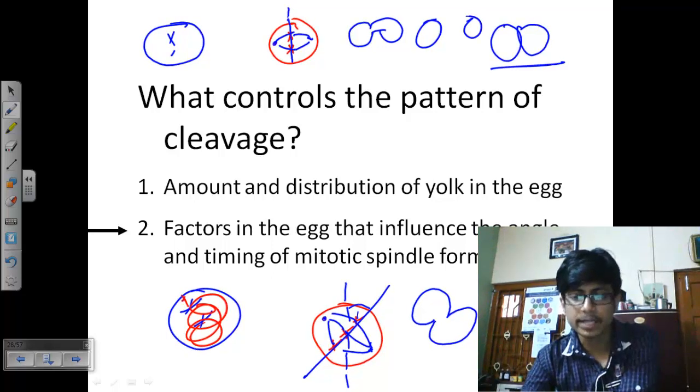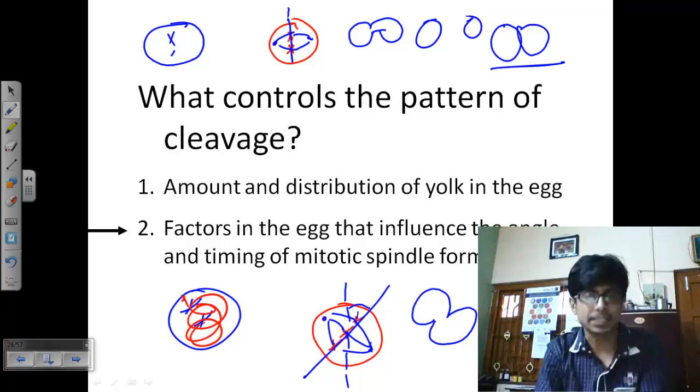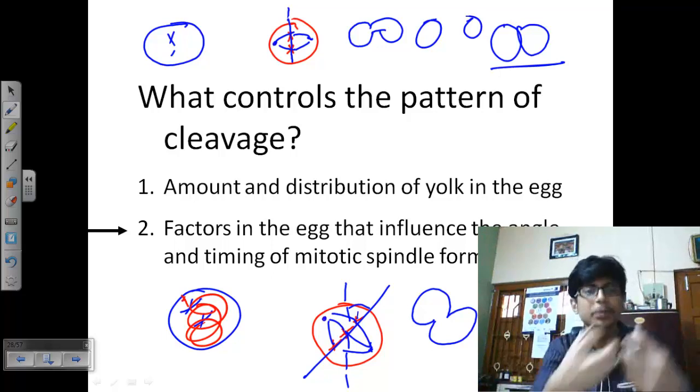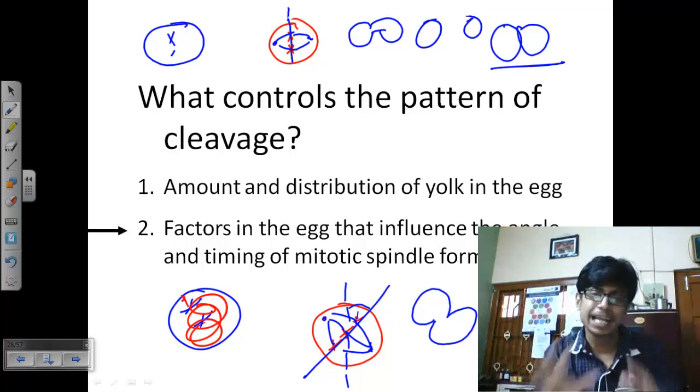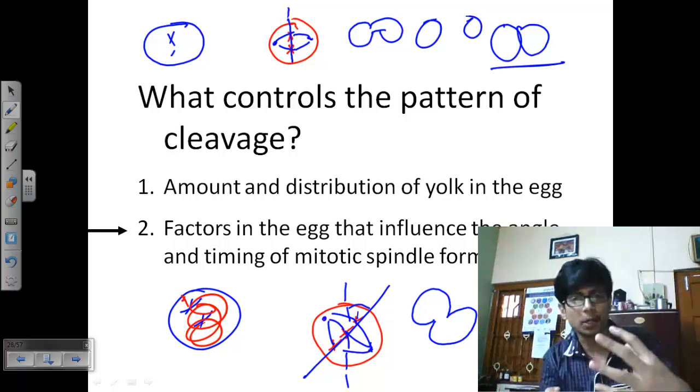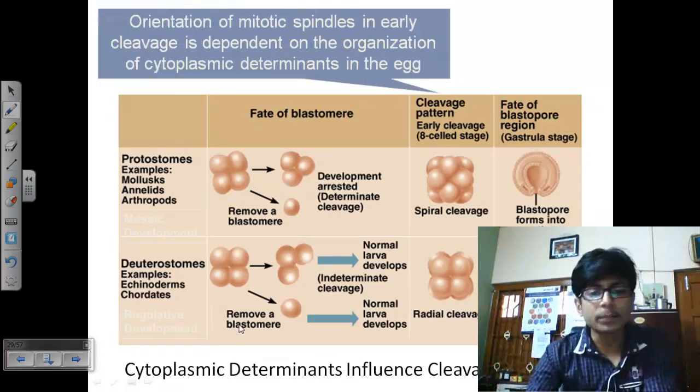So this is important, the assembly of microtubules, at which angle the microtubules are assembled. The angle at which the microtubules assemble is the angle at which they are going to drag the chromosomes, and they are going to produce the cells side by side by that angle only. So that is another thing. But another thing I must say, the cytoplasmic determinants that are present are also important.